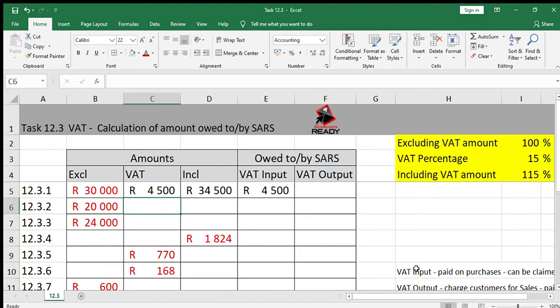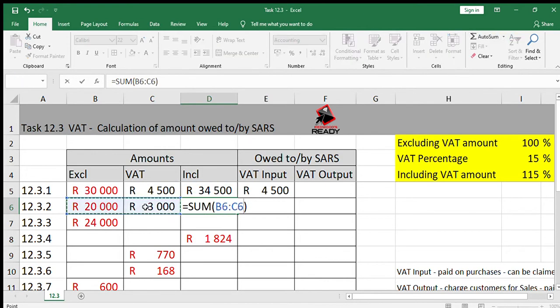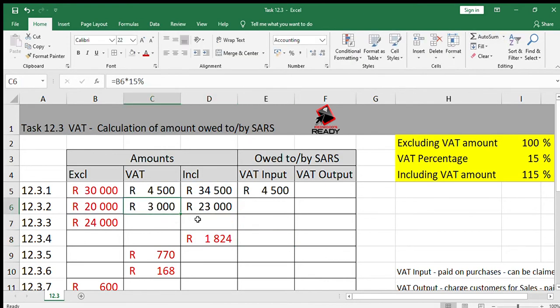Helen sells goods for cash. So excluding VAT amount is 20,000. To calculate the VAT, we're going to say 20,000 multiplied by 15%, which is 3,000. And then we're just going to add 20,000 plus 3,000 to give us obviously 23,000. The VAT amount is 3,000 rand. Helen sells goods for cash, so she had to charge her customers 3,000 rand for these goods. So instead of them paying her 20,000, they paid 23,000. 20,000 belongs to her business as sales, whereas 3,000 belongs to SARS and will have to be paid over to SARS. So we're going to put that in the output column, 3,000.